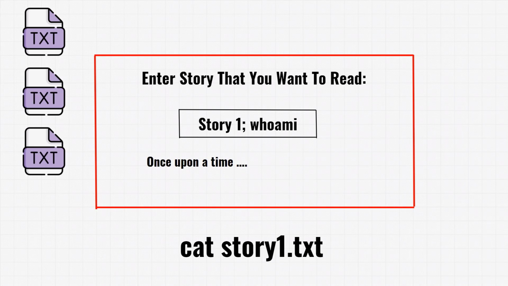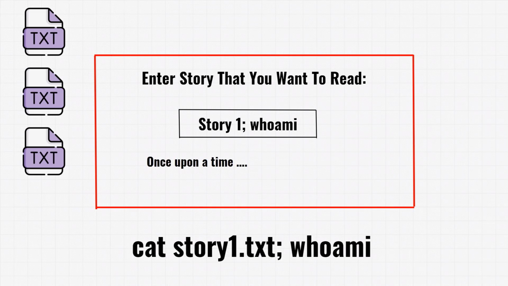So now the command that the server would process would no longer be just cat story1.txt, but it would look something like this: cat story1.txt, and then after it executes that, it would execute whoami. And if the website is vulnerable to command injection and it doesn't filter our input, we would get an output like this. It would output a story, and at the end we should also see the response of the whoami command, which can be root or the account name that executed the command.